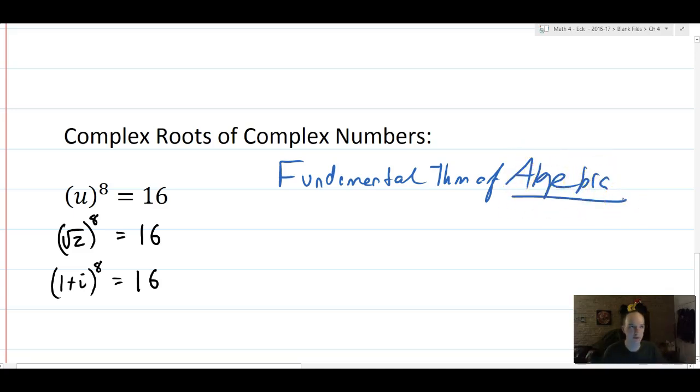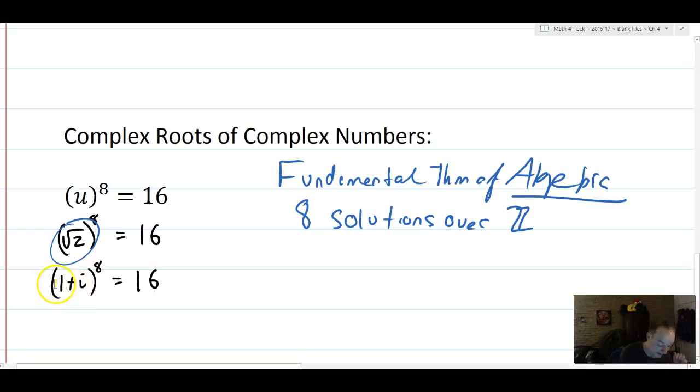So fun, so fundamental, we gave it that name. It said that there are going to be 8 solutions over the complex number z. Some of them will be real, like square root of 2. Some of them will be complex, like 1 plus i. And in fact, most of them are going to be complex. I think the only two real ones are square root of 2 and negative square root of 2, both of which you take to the 8th power, you get 16.